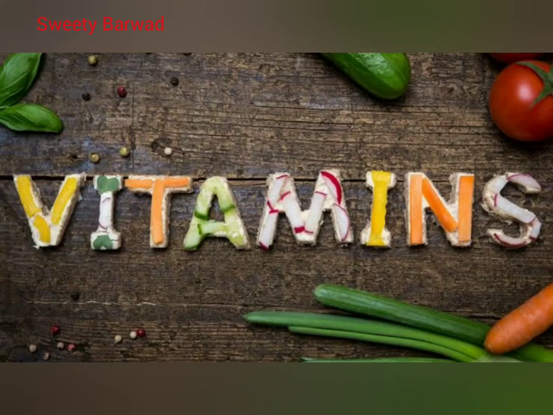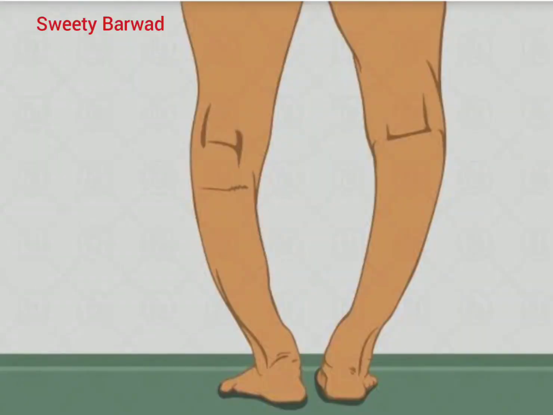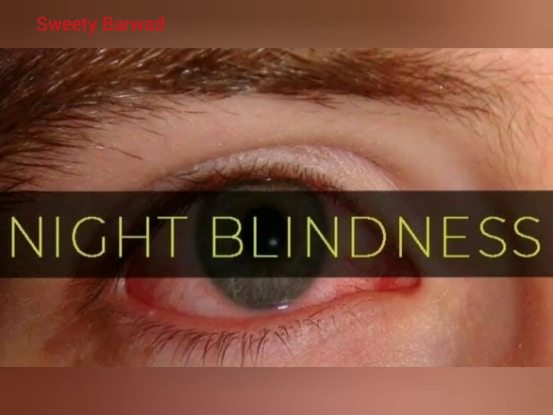The disease like rickets is caused by the lack of vitamin D. The symptoms are bowed legs and bending of the spine. So, to avoid this disease, you have to drink milk and eat fish and eggs.